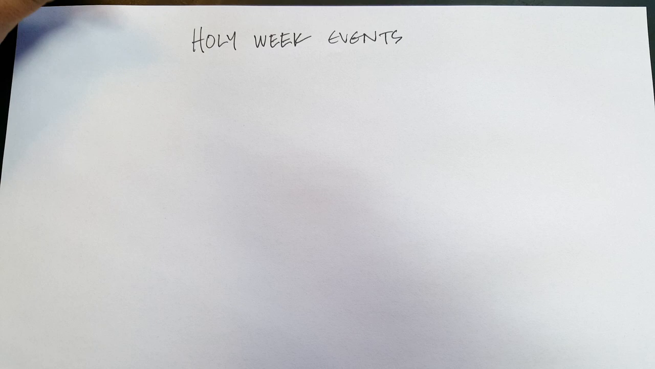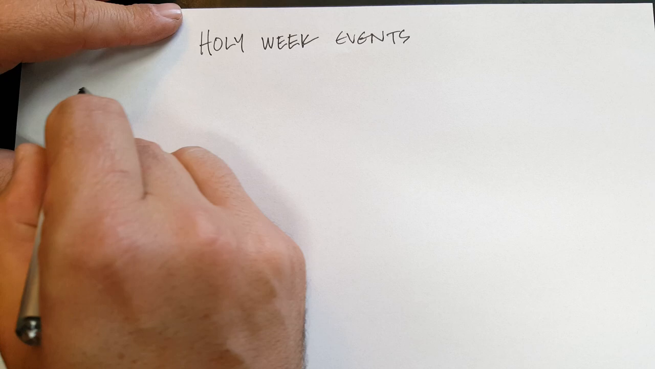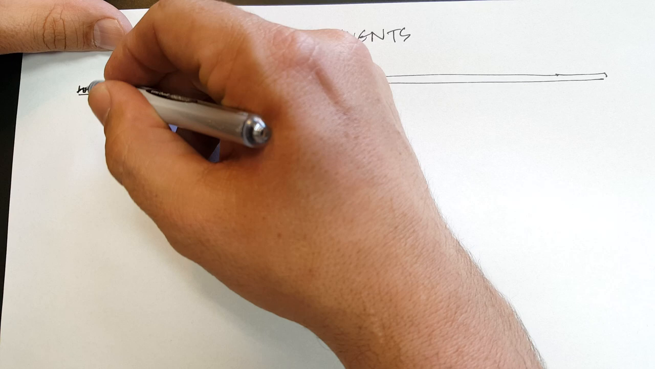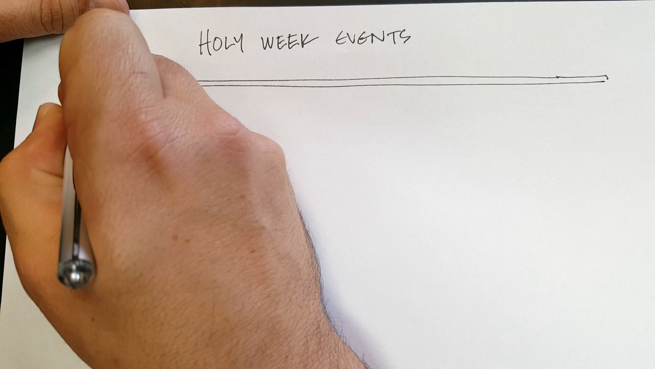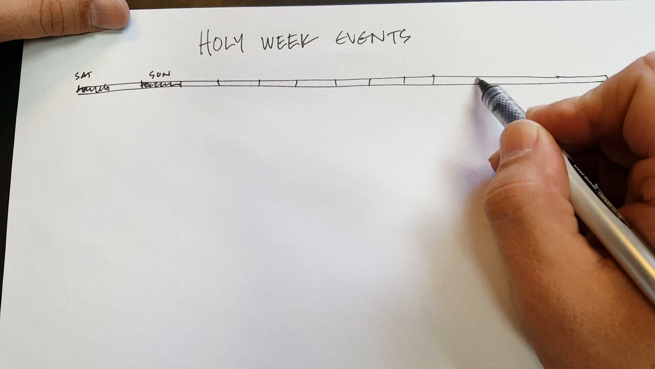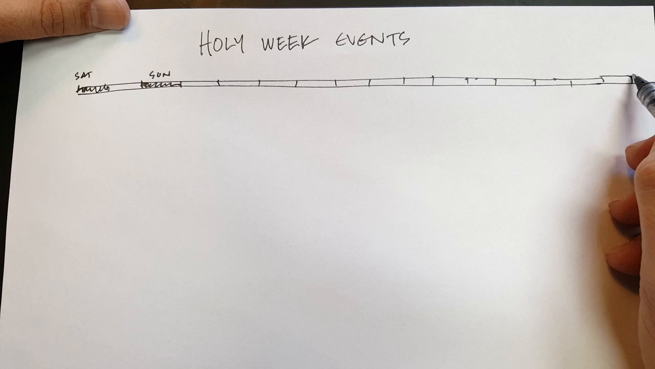Now, I'm going to try to draw a timeline here of Holy Week, see if we can figure this out. Remember, the Jewish day begins at sundown. So you have darkness. If we can do like this, this is night and day, and that would be one day. So we can start on Saturday. Then we have Palm Sunday, night and day. We have Holy Monday, Holy Tuesday, Holy Wednesday. We're going to need a little more space for Holy Thursday, Holy Friday, Holy Saturday, and Holy Sunday. So we'll see how that works and see if we can track these events.